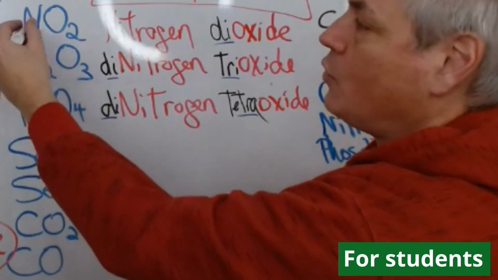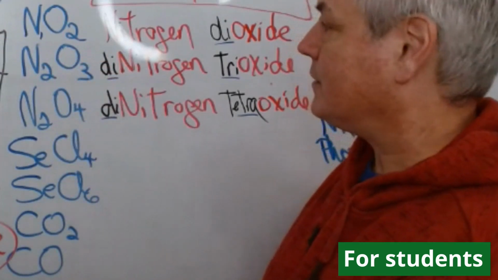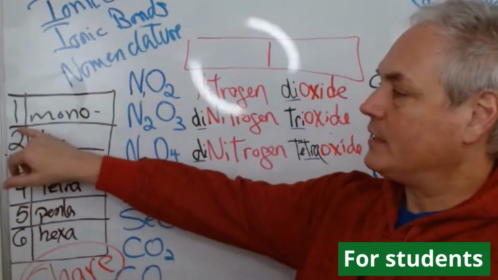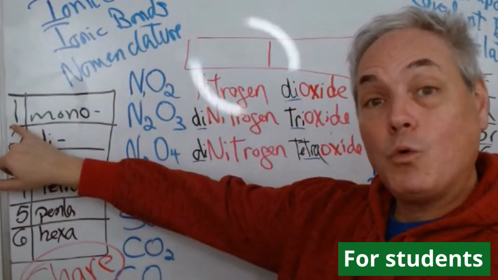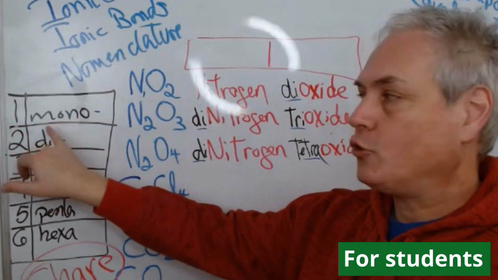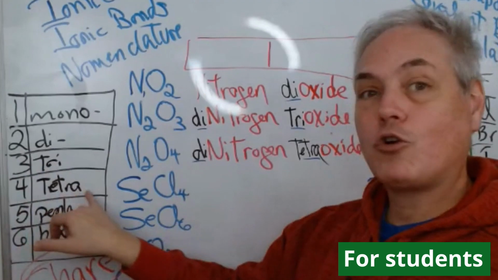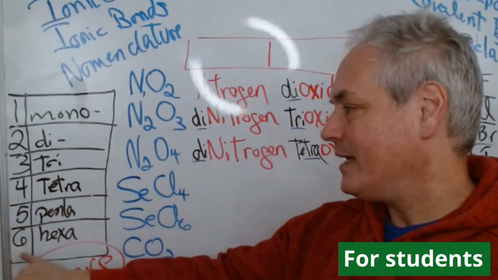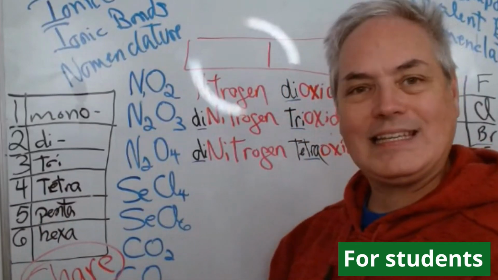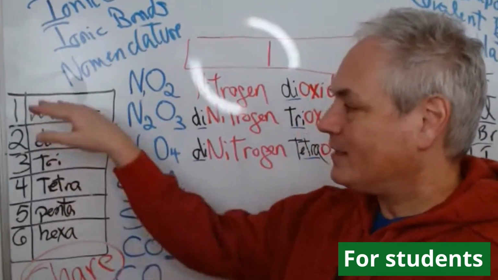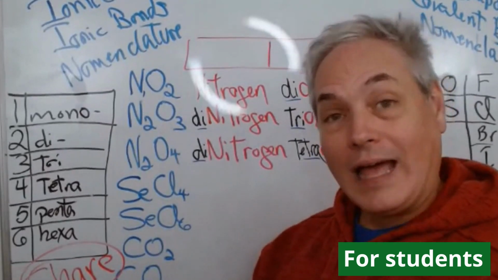When there's one with the first one, we just leave it as is. So let's see what we've got. Here I'm putting the first 6, but there's only one of the atom, it's mono. When there are 2, it's di. When there are 3, it's tri. 4, tetra. 5, penta. And, oh, I forgot the little lines, penta here. And 6, it's hexa. That tells us with the word how many of these atoms there are.